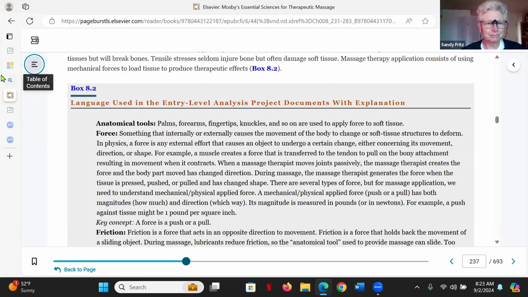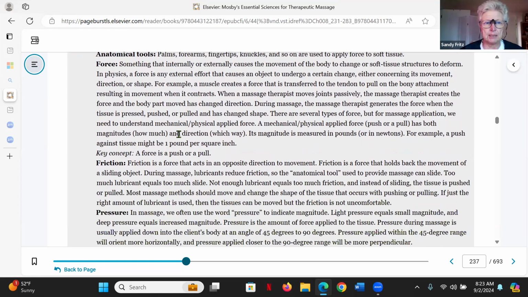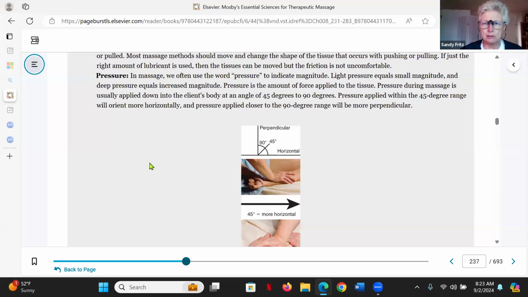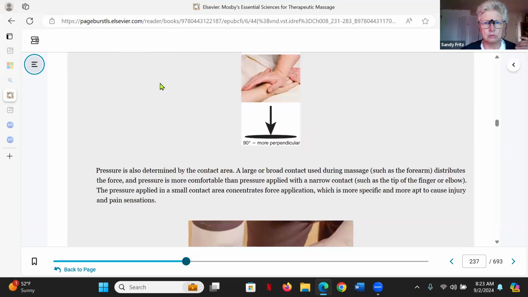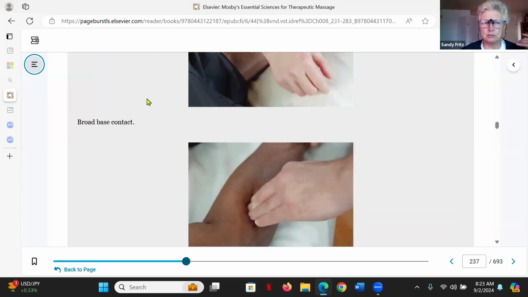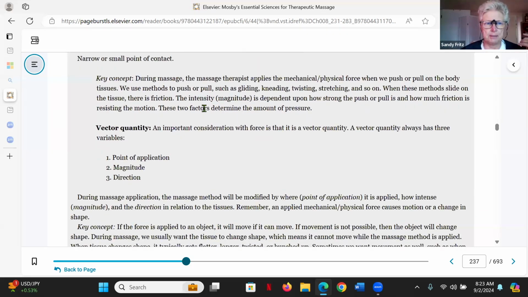The language used then in the entry-level analysis project works with this idea of force application. You would have had this in your fundamentals textbook, and we would have been talking about this from the very beginning, but here they are as a reminder. Again, part of that relationship between the two textbooks, as well as the idea of spiraling and scaffolding. So slow down, pay attention to this, and relate it to what you know now with massage therapy.